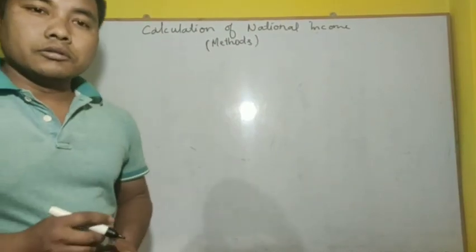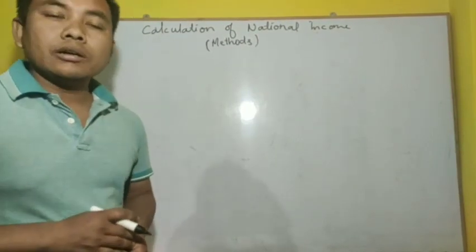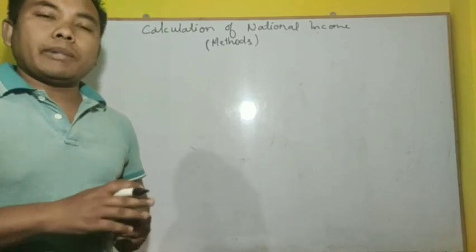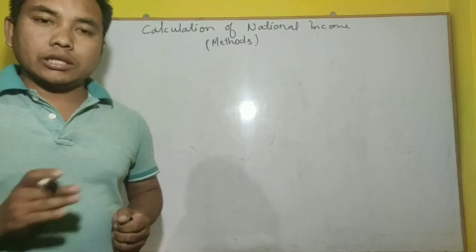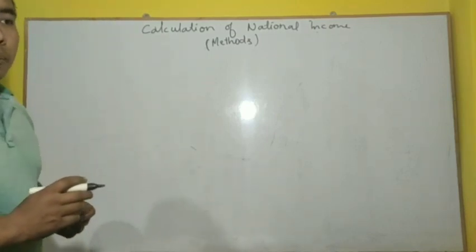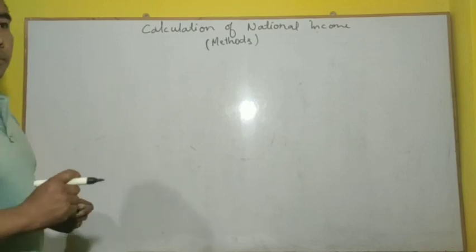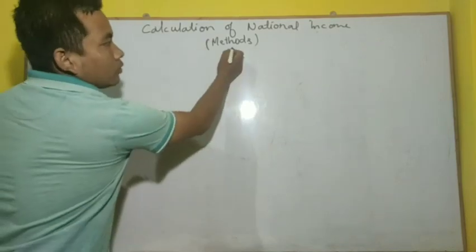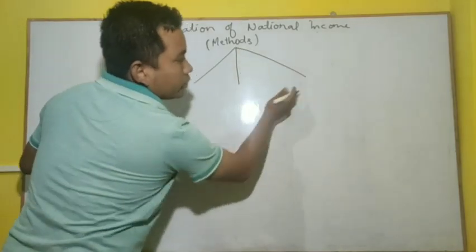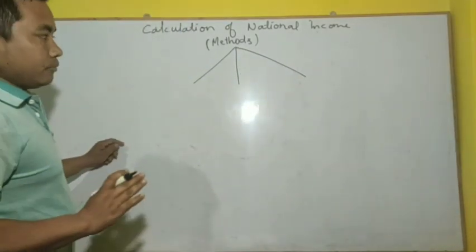Hi everyone, today as a new topic in the macroeconomics of class 12, I will be talking about the methods of calculation of national income. When we talk about the methods of calculation of national income, we will be talking about the three methods of calculation of national income. There are three methods of calculation of national income.